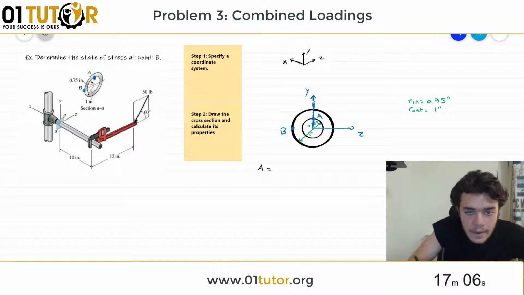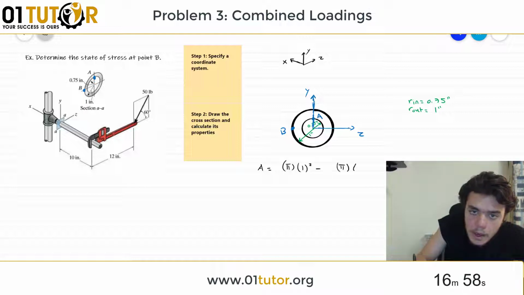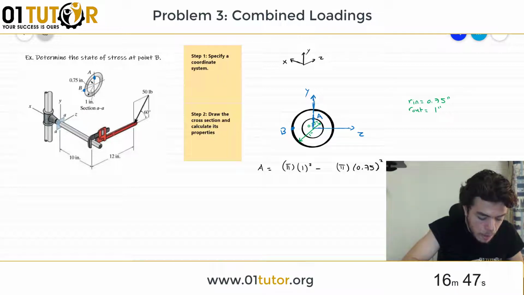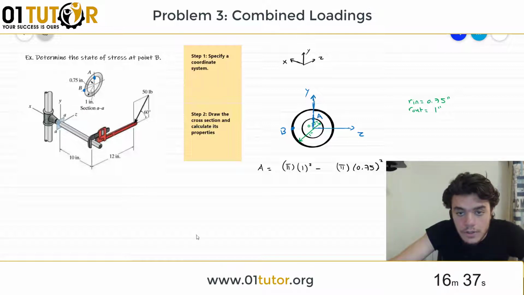So let's start with the area. This is a hollow cross-section, so the area is going to be pi r out squared, so pi times 1 squared, minus pi r in squared, which is 0.75 squared. So it's gonna be pi times (1 minus 0.75 squared), which is going to be equal to 1.374 inch squared. You're dealing with inches in here.